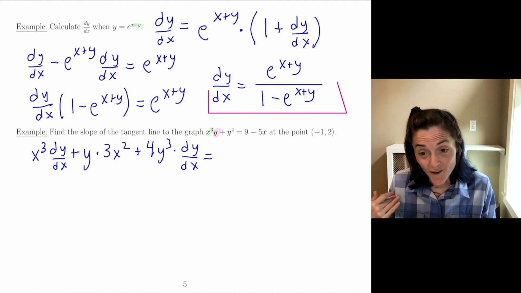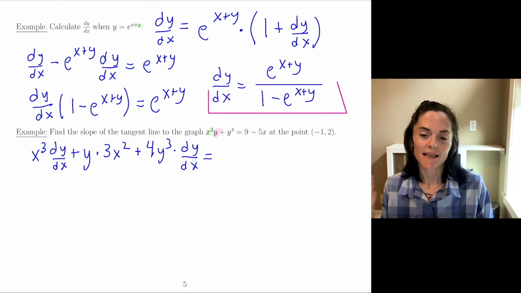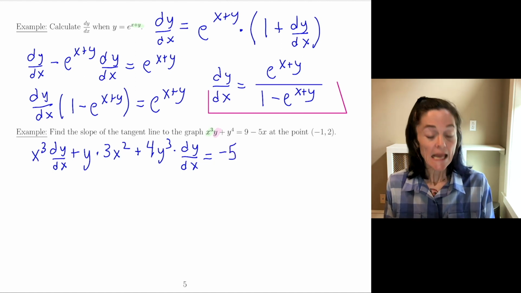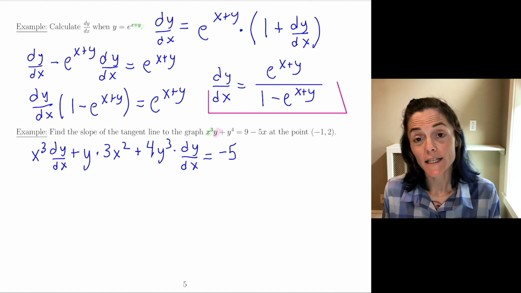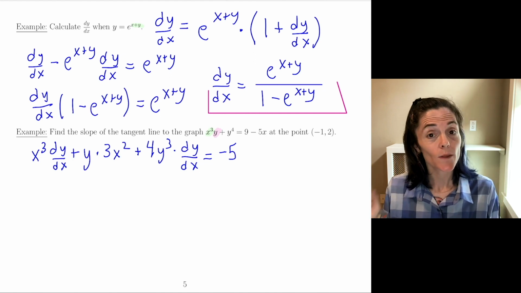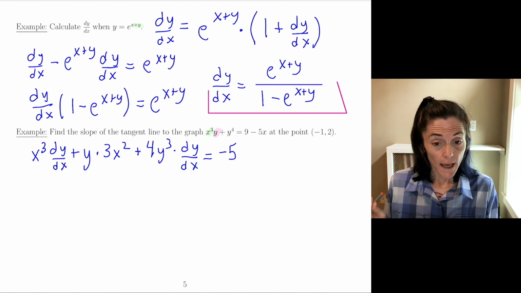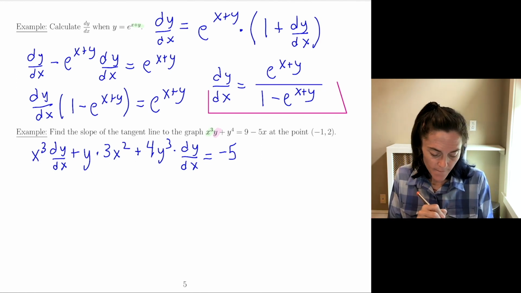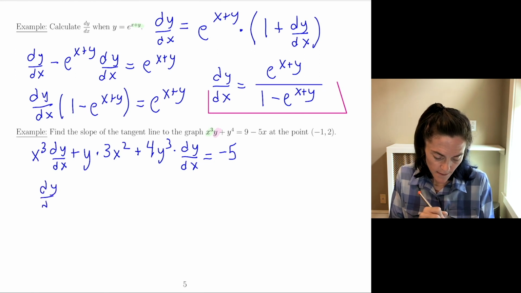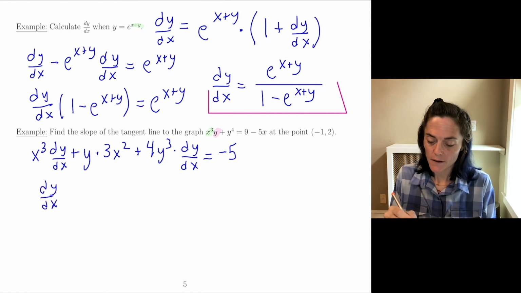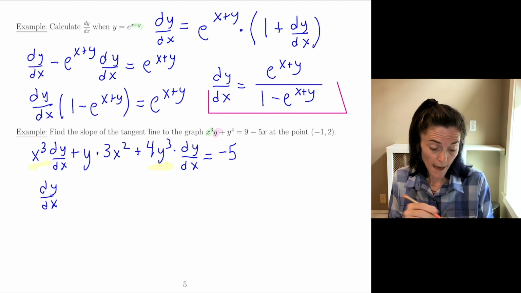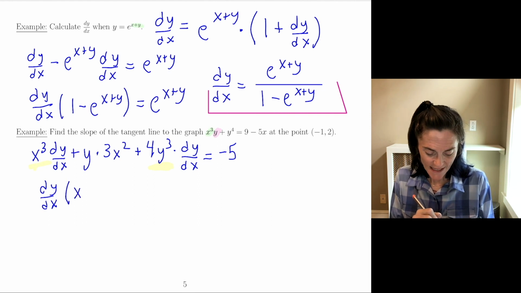Derivative of 9 is 0. Derivative of minus 5x equals minus 5. So I have completed the step where I differentiate both the left and the right-hand sides with respect to x. So let's rearrange some things. If I factor out a dy/dx, what do I have? Well, I have here x cubed, and then I have 4y cubed. So let's write this. x cubed plus 4y cubed.